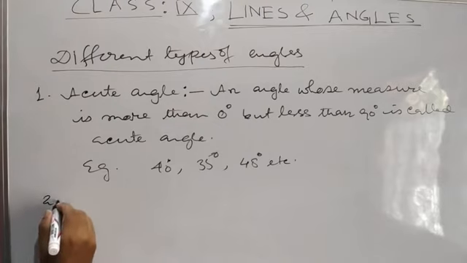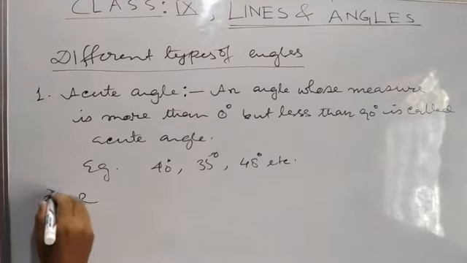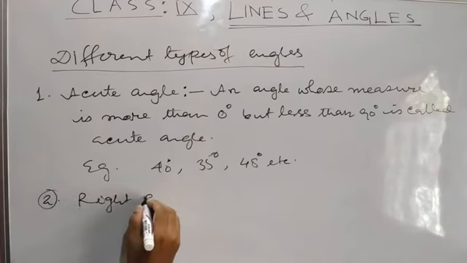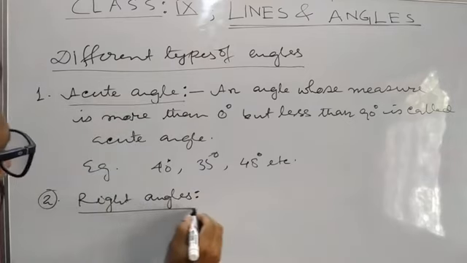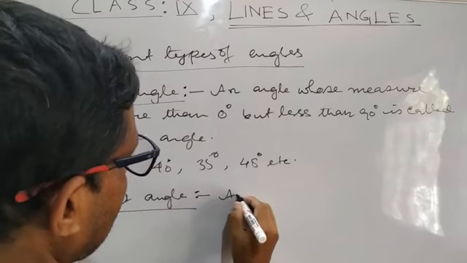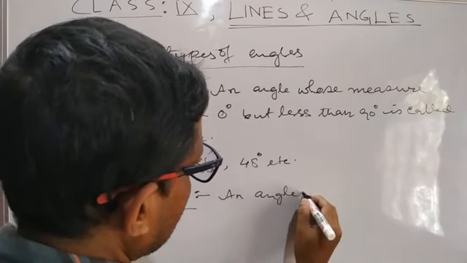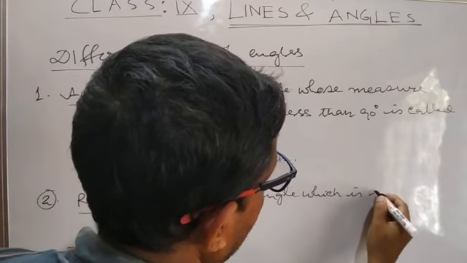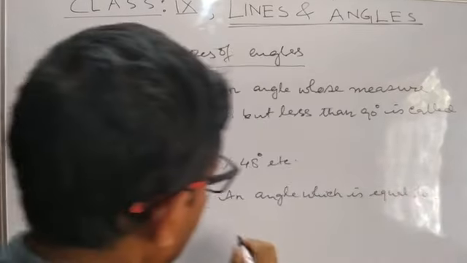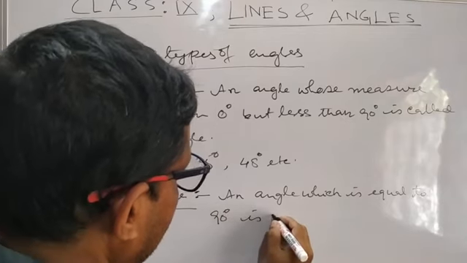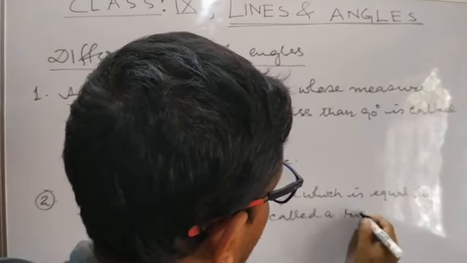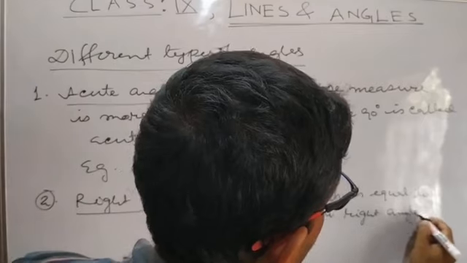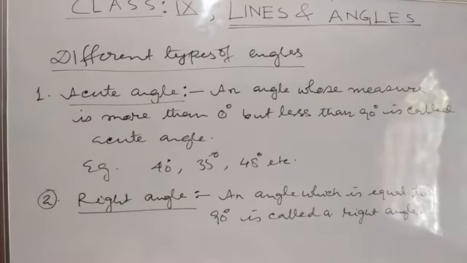Next, number 2, right angle. An angle which is equal to 90 degree is called a right angle. So an angle which is equal to 90 degree is called a right angle.